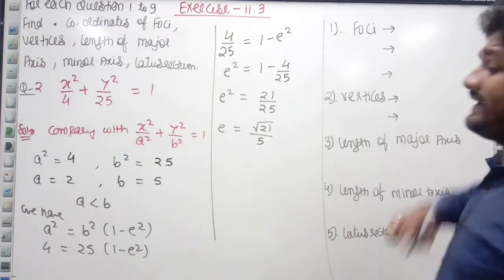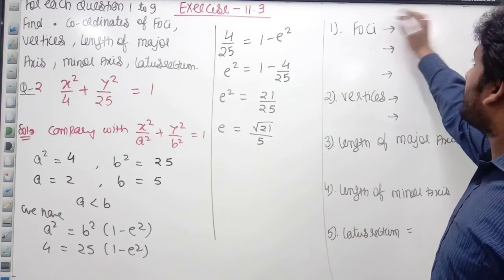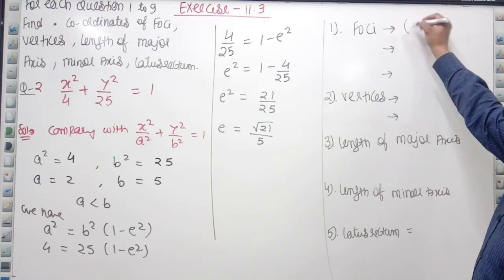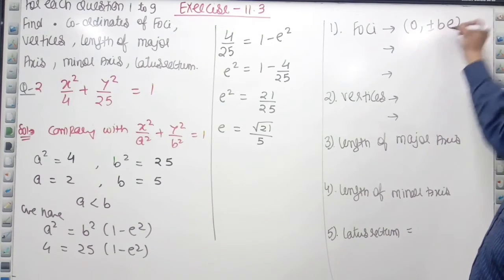Now for the foci, as a is less than b, everything will be on the y-axis. Foci are 0 comma plus minus be.